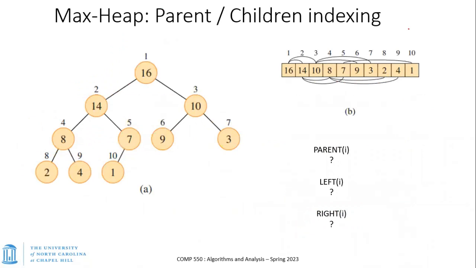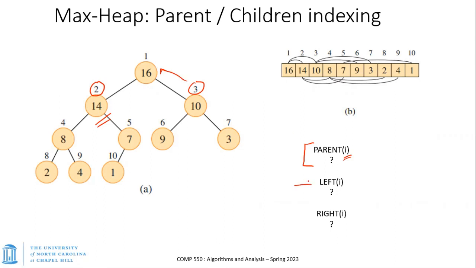So now let's see how many of you remember this. If you have an index i and you want to find its parent, what would be the index of its parent? Yeah, it's floor of i over 2. For example, if you're looking at the parent of 2 or the parent of 3, you'd simply divide by 2 and take the floor, that becomes 1.